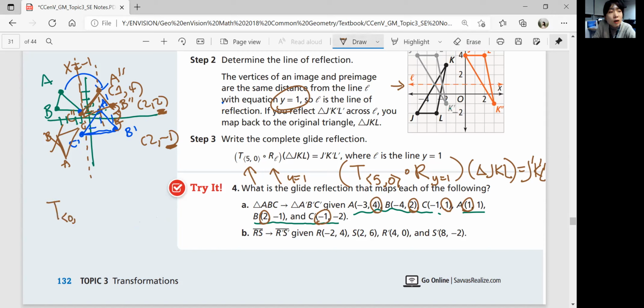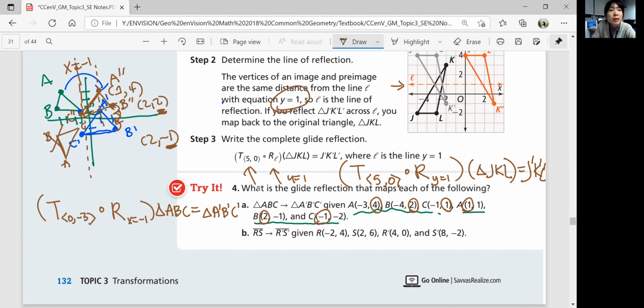Translating 0, comma -3, after reflecting across the line x equals -1, for triangle ABC to end up with triangle A'B'C'. Okay, that should be your answer for part A.